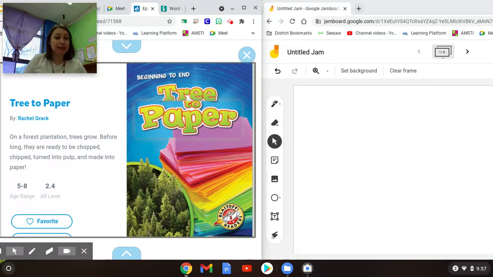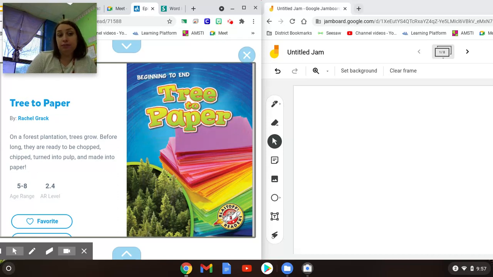But I wanted to give us an example because this requires a lot of steps. We have to think about the sequence of events. We have to think about nonfiction. We have to think about key details. So let's give this a shot. We're reading Tree to Paper from Rachel Grack. Okay, that's her name. So here we go.